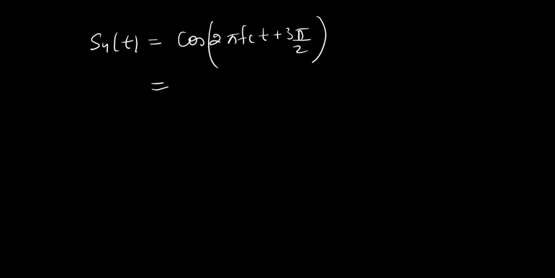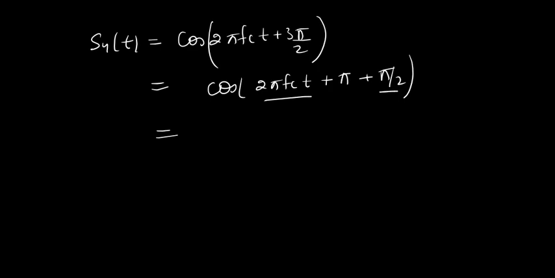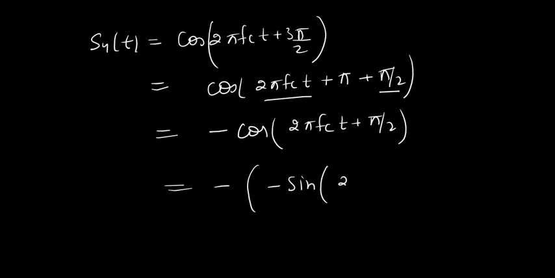So, I think it should be equal to cos(2π f_c t + π/2), and we know that cos(π + something) is minus cos, and cos(π/2 + something) is minus sine of 2π f_c t, which is equal to sine of 2π f_c t.